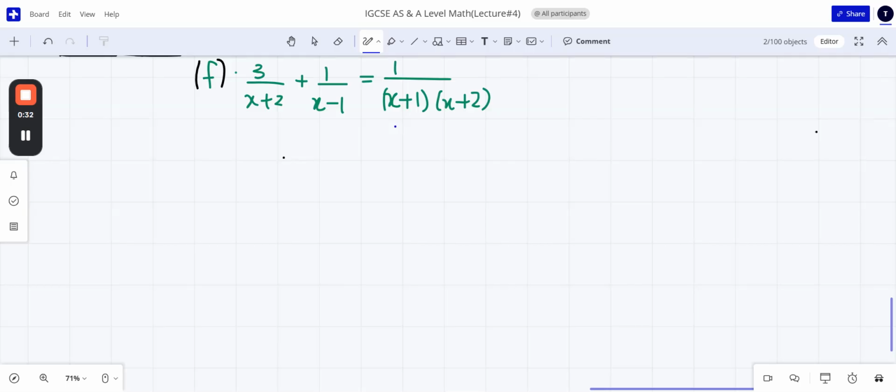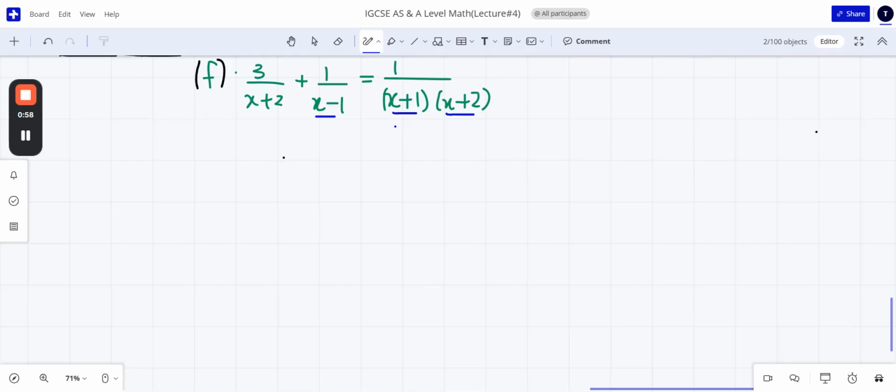But on both sides of the equal, we have fractions. So how do we simplify? What we have to do here? We need to find the LCM, and then we have to multiply on both sides of the equal with the LCM. So the LCM would be here x plus 1, x plus 2 and x minus 1. LCM means the denominators should be the same.